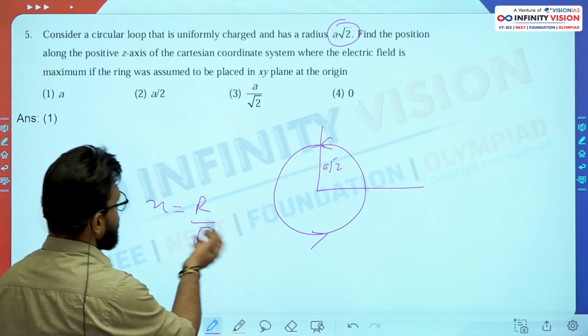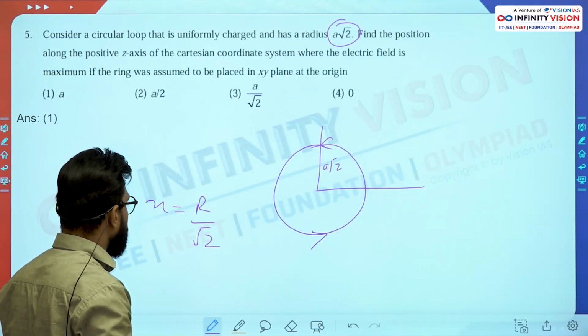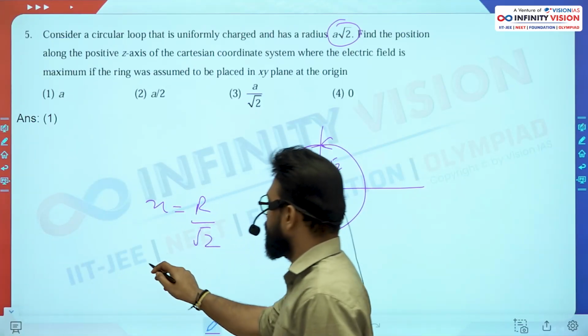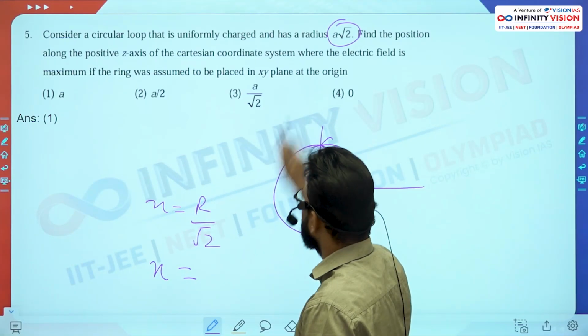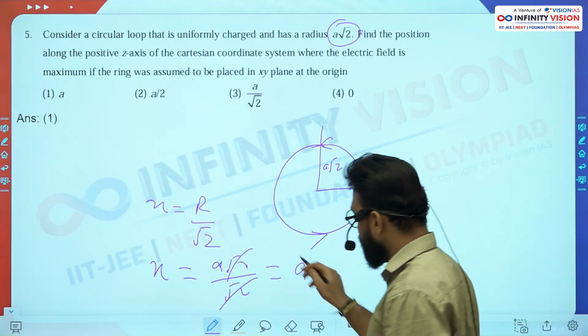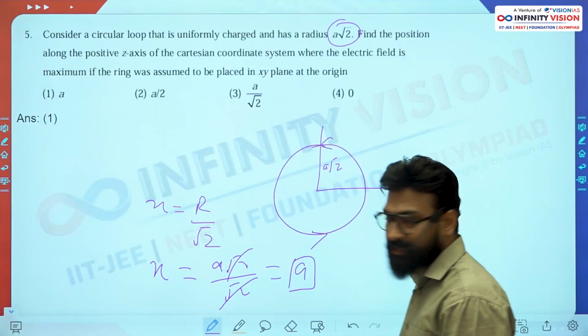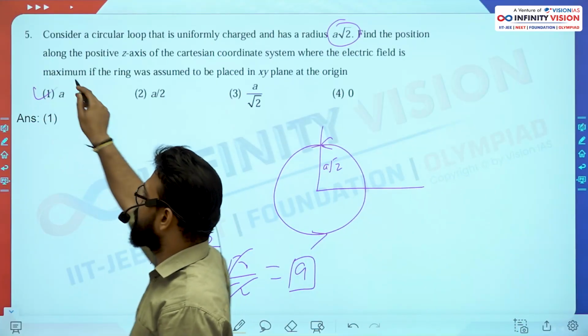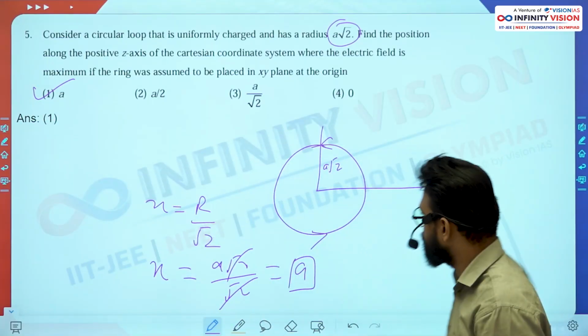Okay, so we can easily put this in and calculate the distance. This distance must be equal to r by root 2, and the radius is already given to you as a root 2. So root 2 is going to cancel out. You will get the answer as a. So this would be the first answer that you must get. Okay.